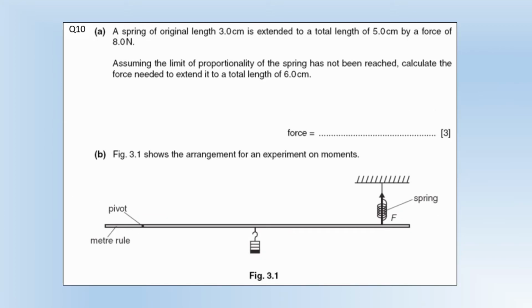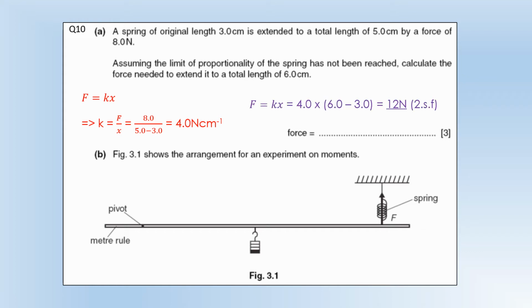So a spring of original length 3 centimeters is extended to a total length of 5 centimeters by a force of 8 newtons. Assuming the limit of proportionality of the spring is not reached, calculate the force needed to extend it to a total length of 6 centimeters. So the first thing I'm going to do is figure out what the spring constant is using the first set of data. So we've extended it by 2 centimeters using a force of 8, so it requires 4 newtons to increase it by 1 centimeter. So to get to 6 centimeters, we're now going to extend it by 3, so 3 times 4 means we're going to need 12 newtons.